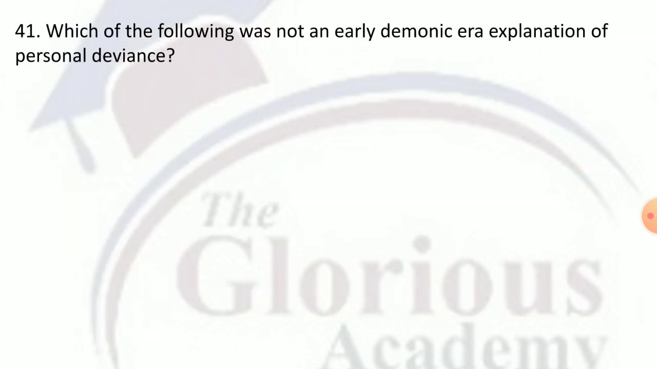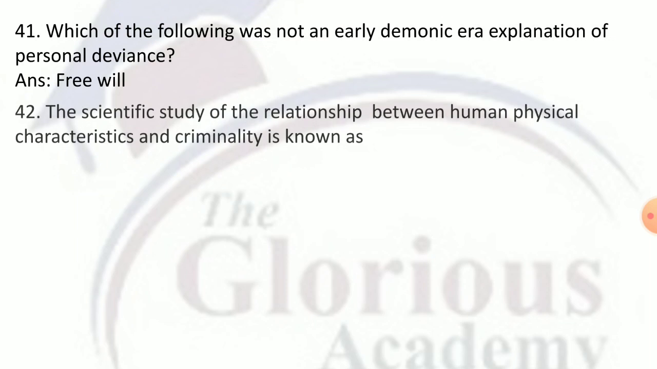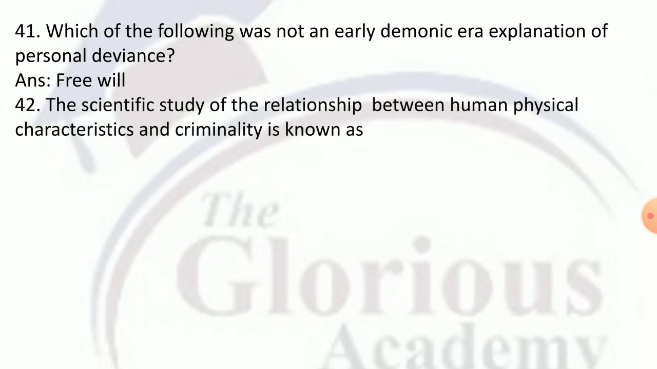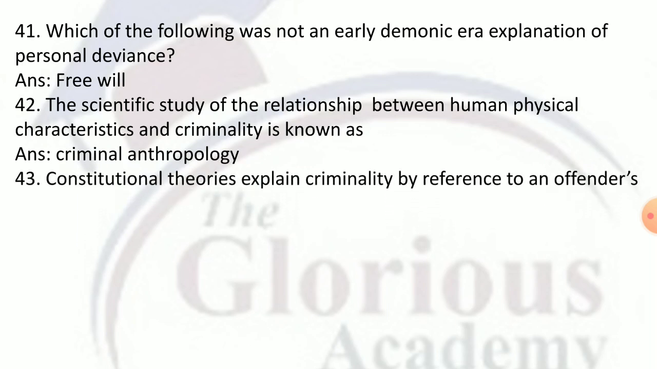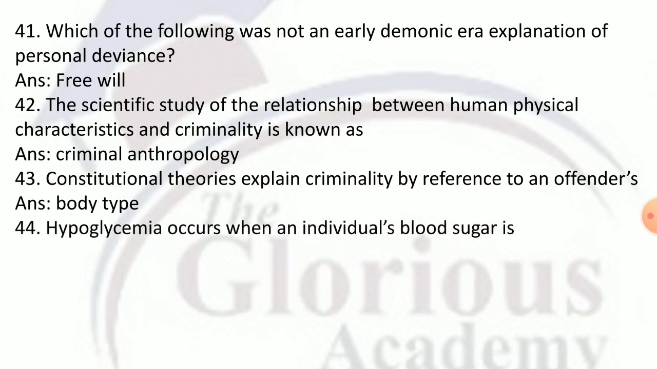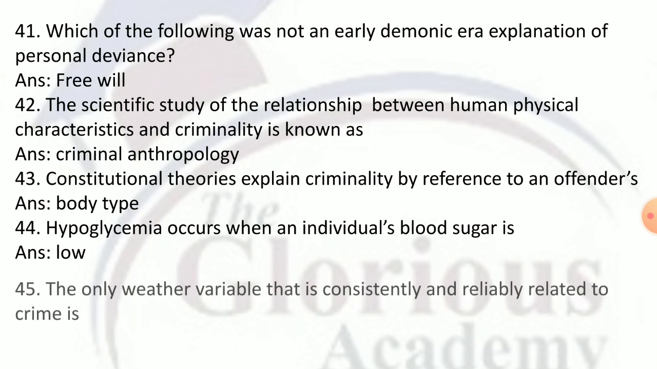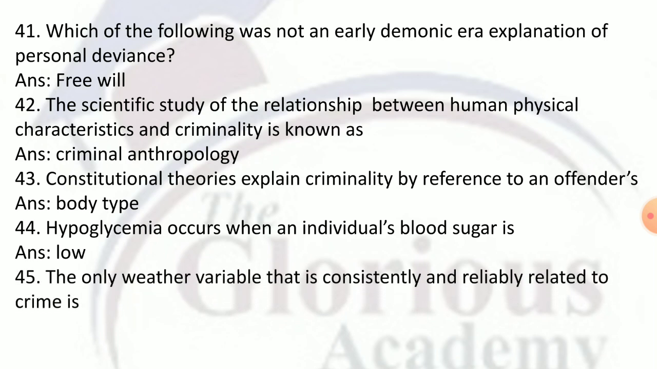Which of the following was not an early demonic era explanation of personal deviance? Free will. The scientific study of relationship between human physical characteristics and criminality is known as criminal anthropology. Constitutional theories explain criminality by reference to an offender's body type. Hypoglycemia occurs when an individual's blood sugar is low. The only weather variable that is consistently and reliably related to crime is temperature.